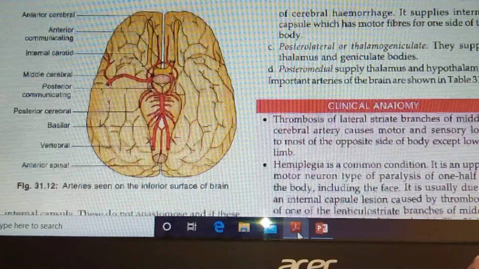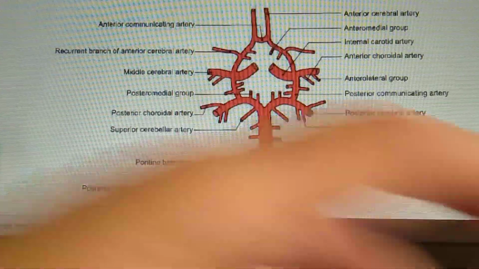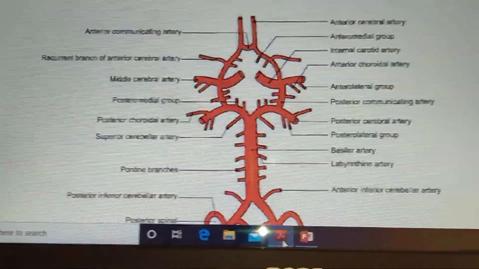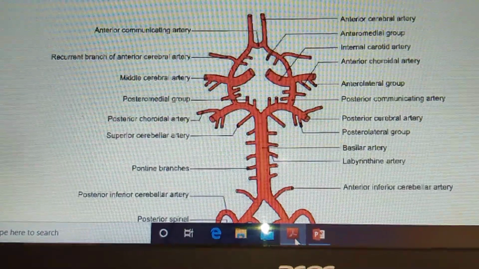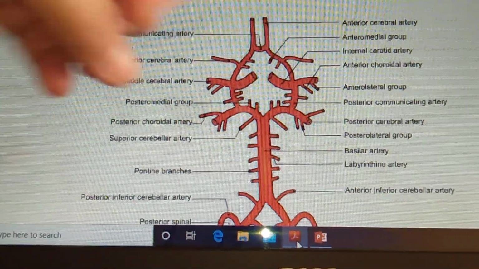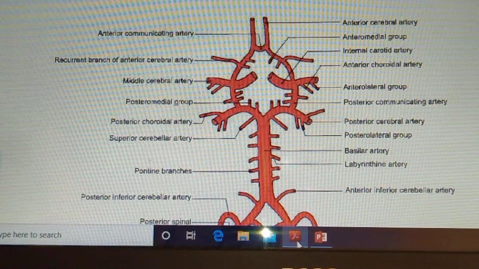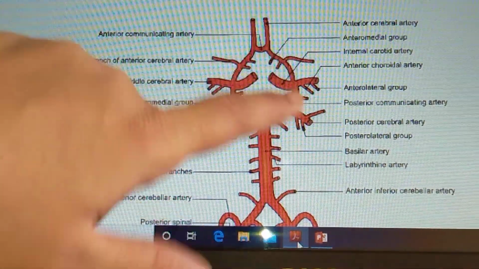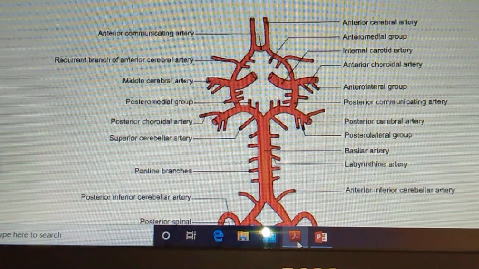Right, here again we can see this, exactly, you will be able to locate the circle that is present. Now the cortical branches are going towards the cortex, and they anastomose freely with each other, but these are the central branches. Now again, the central branches are arranged in 6 groups.